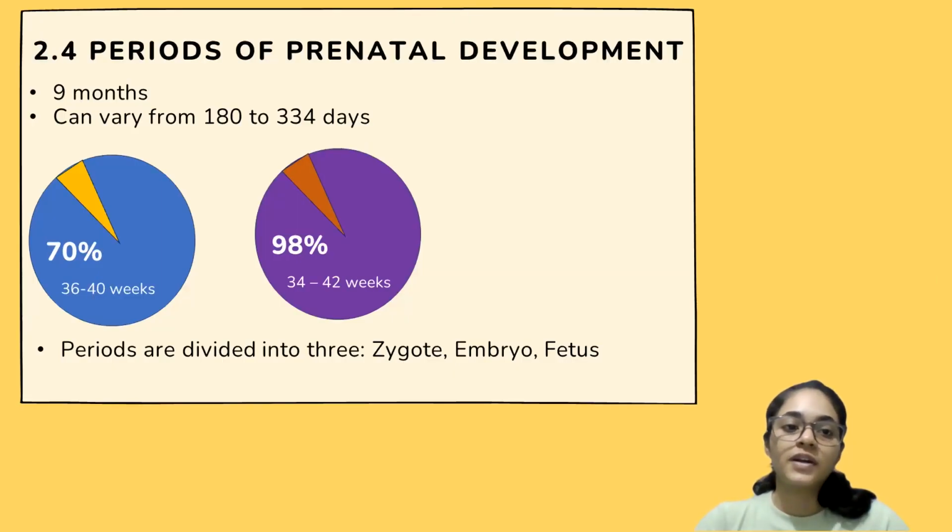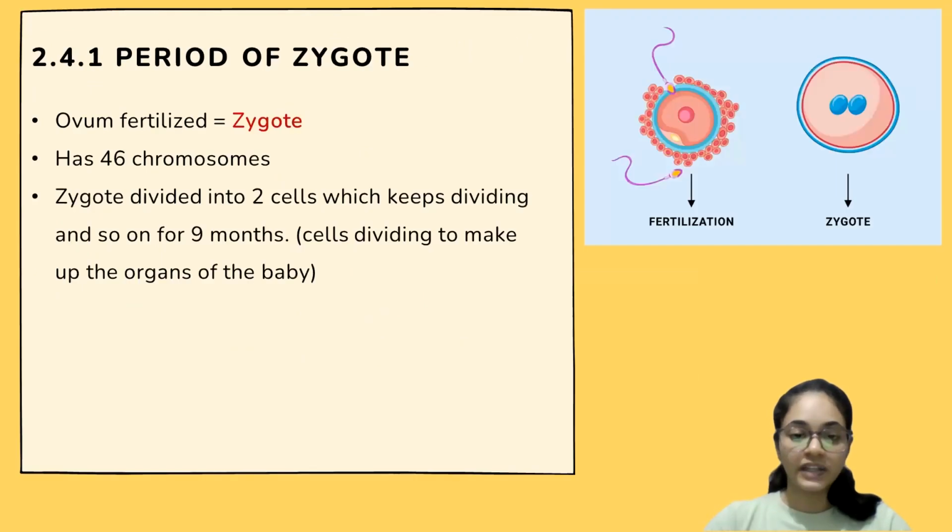Periods of prenatal development: in general, the average human baby is supposed to be born in 9 months. That is the time that is stipulated. It can vary from 180 to 334 days. 70% of the kids are found to be born between 36 to 40 weeks, while 98% of the children are born between 34 to 42 weeks. The periods of prenatal development are further divided into three parts: zygote, embryo, and fetus. Let's look at these three parts in more detail.